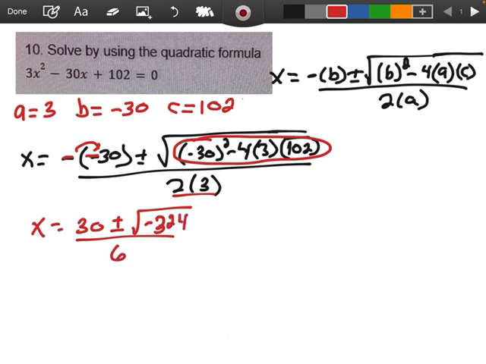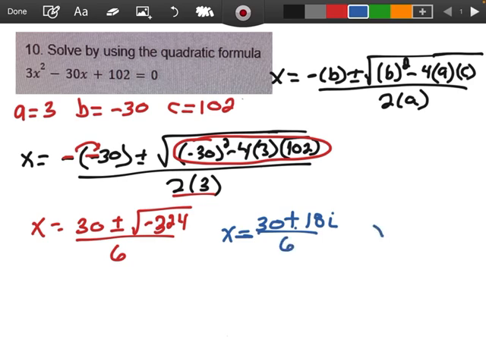Now, if I were to try to do the square root of negative 324, my calculator is going to say non-real answer, which means I get rid of that negative sign and I use an I. So when I do this, I'm going to write X equals 30 plus, and I do the square root of 324 without the negative sign, and I get 18. And then I put an I next to it. Then underneath, I still have my 6.